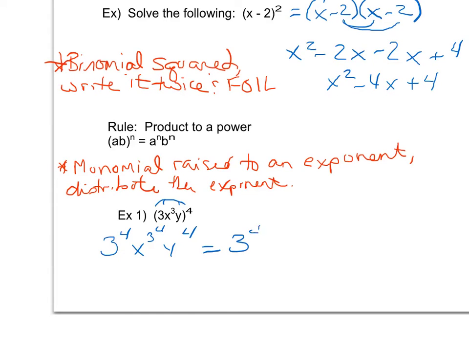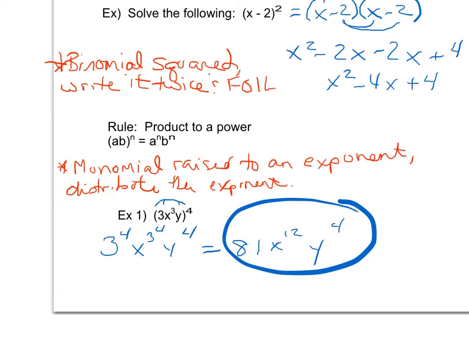So I get 3 to the 4th. And actually, you know what? I'm not going to write that as 3 to the 4th. I can figure out what that is. 3 times 3 is 9. Times 3 more is 27. Times 3 more is 81. Because in math, if I can do it, I want to do it. And I can do 3 times itself 4 times. So I get 81, x to the 12th, y to the 4th for my final answer.